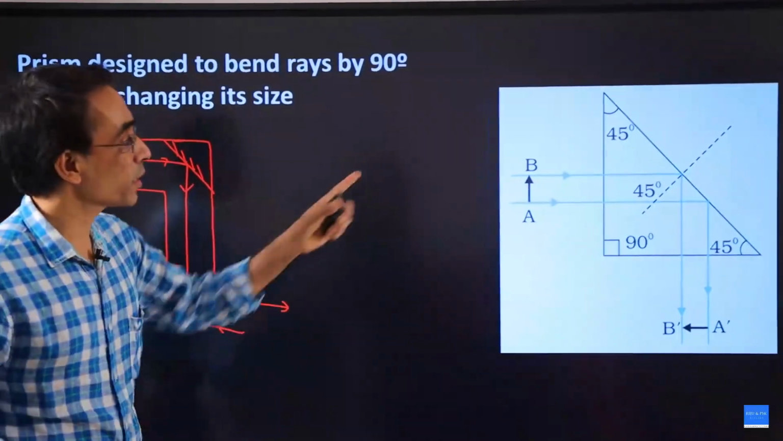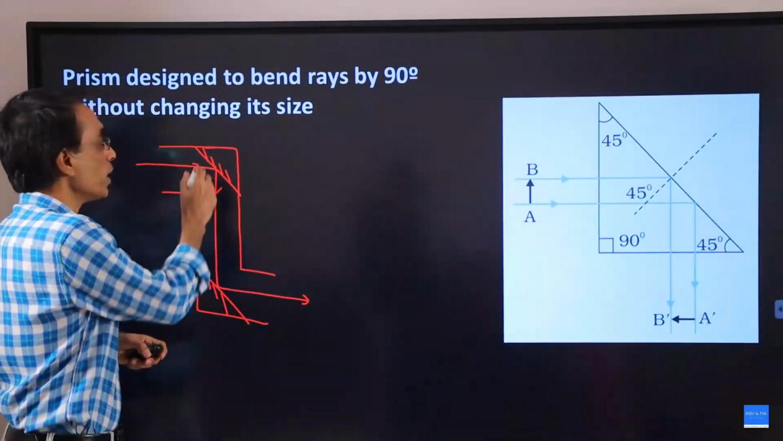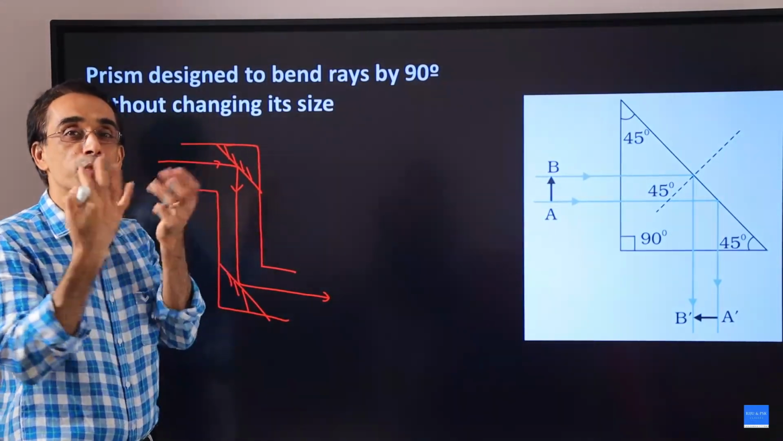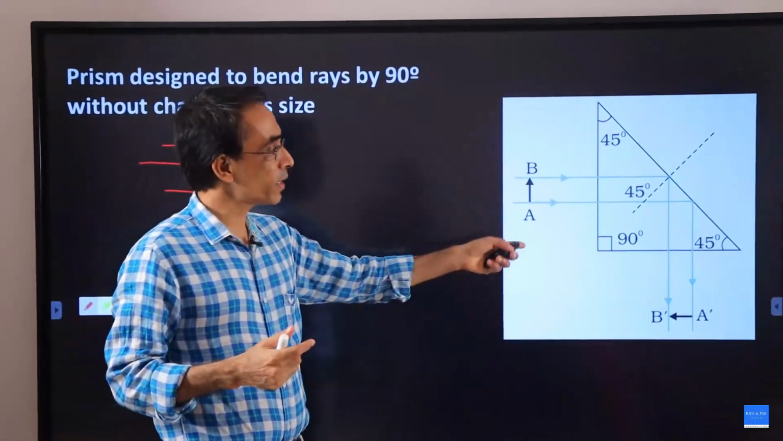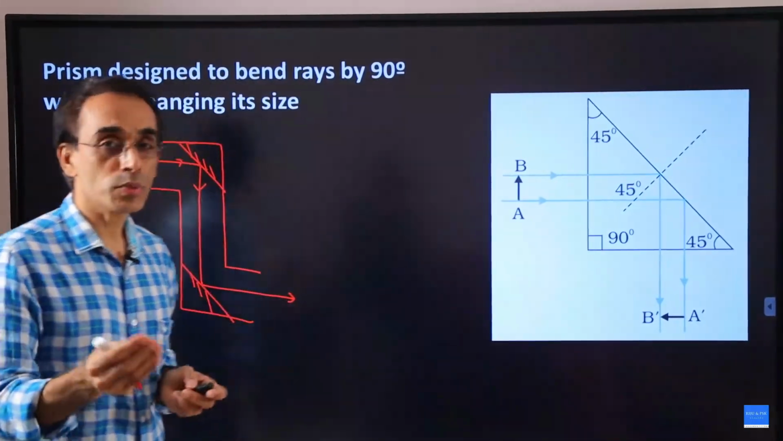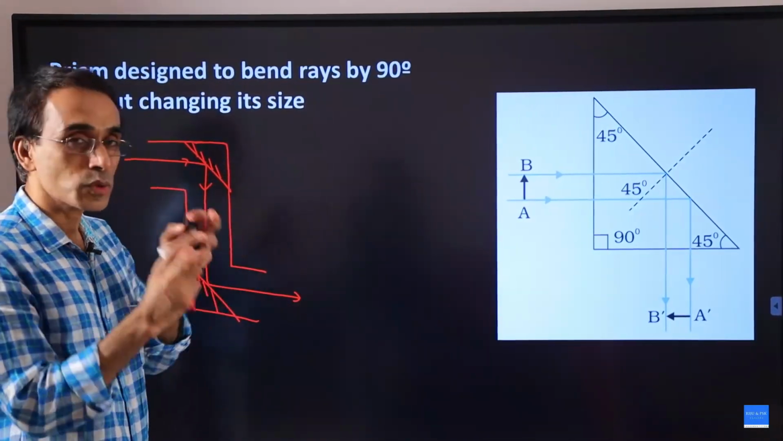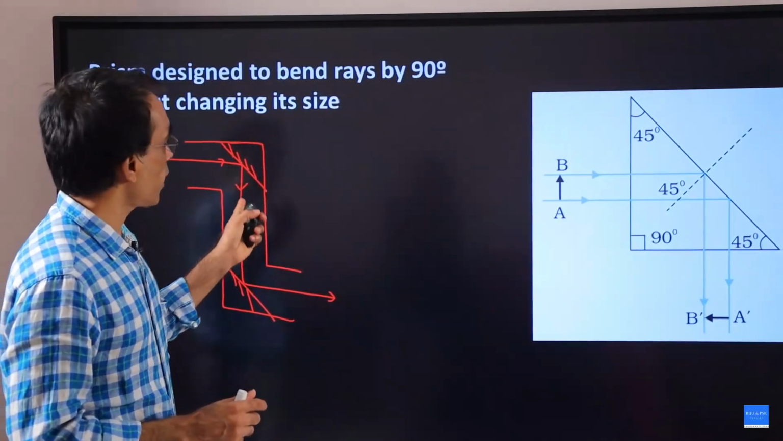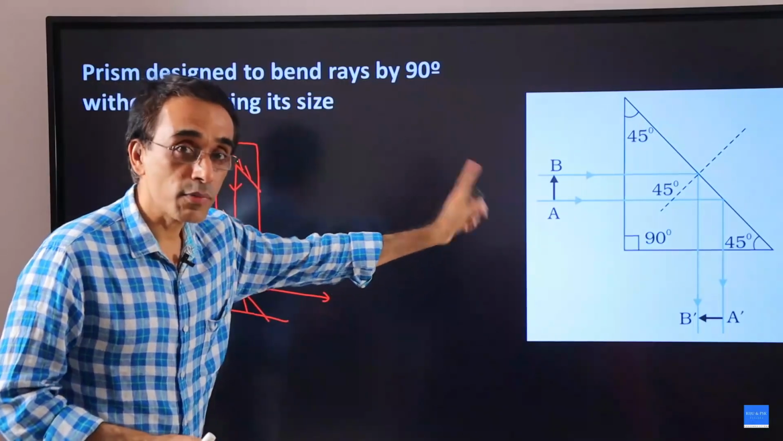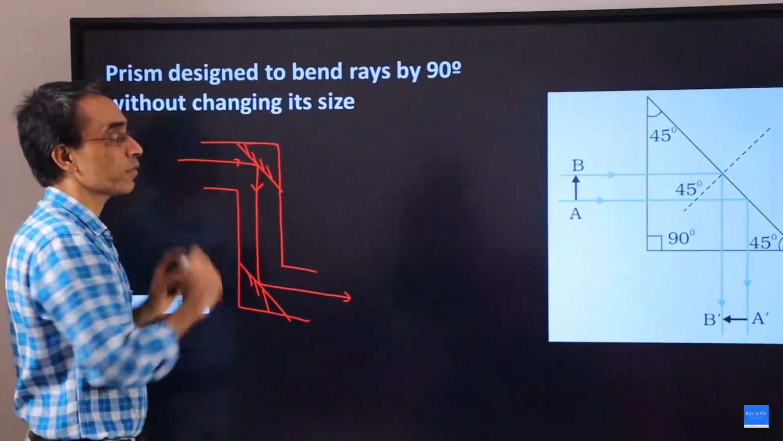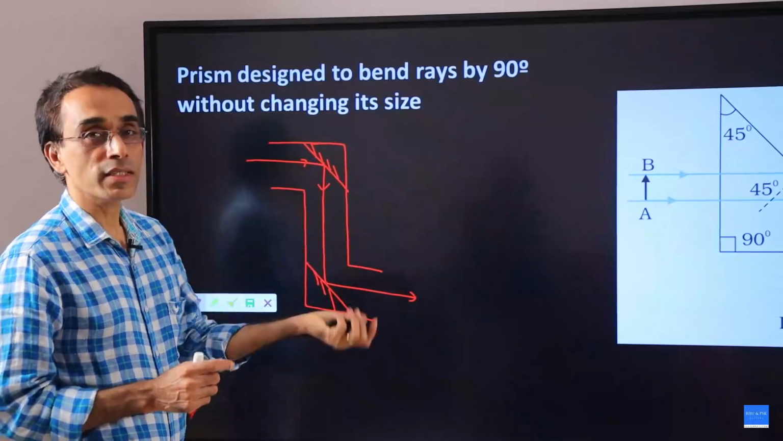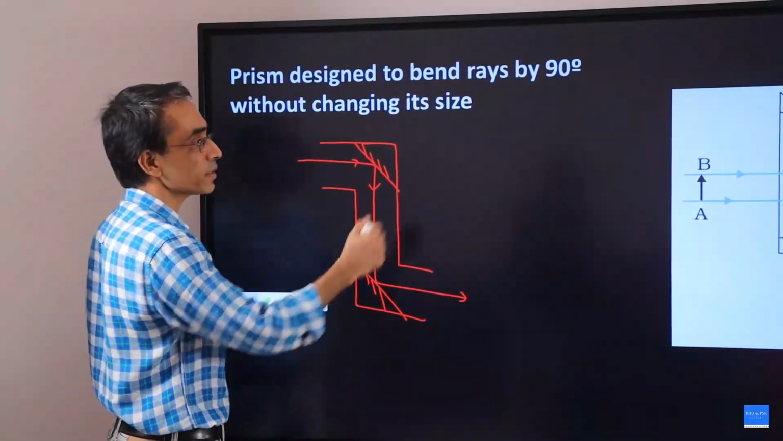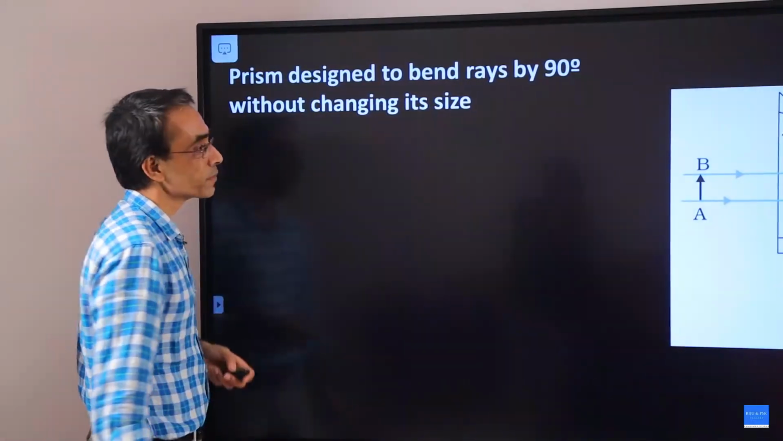In binoculars they use this, because when light is reflected by a plane mirror, there is a lot of energy absorbed, but in total internal reflection, energy absorption is very less. So this always gives you brighter, clearer images. Advantage of total internal reflection over ordinary reflection: energy absorption is less, so images are clear. That's why in many devices they use this kind of prisms.